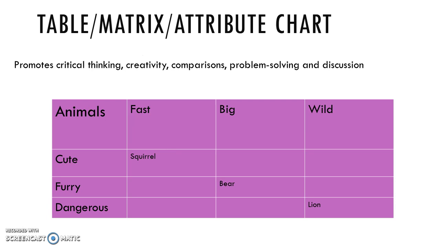So, an animal that is fast and cute could be a squirrel. An animal that is big and furry could be a bear. And an animal that is wild and dangerous could be a lion. Again, these are really open-ended and they're great for creating discussion in the class, and the learners really like to compare their ideas.